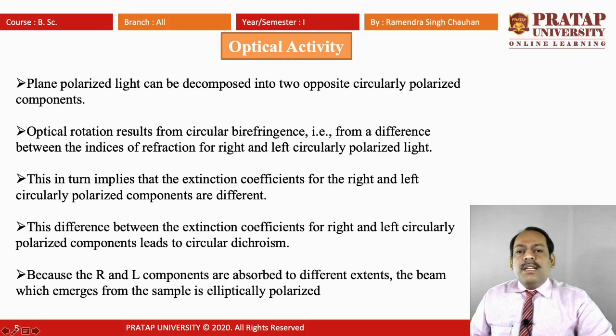Birefringence means that we have two lights, made up of two components, which are two circularly polarized lights. It results from a difference between the indices of refraction of right and left circularly polarized light. This in turn implies that the extinction coefficients for the right and left circularly polarized components are different. This difference leads to circular dichroism, and dichroism means two colors, or we can say two wavelengths.